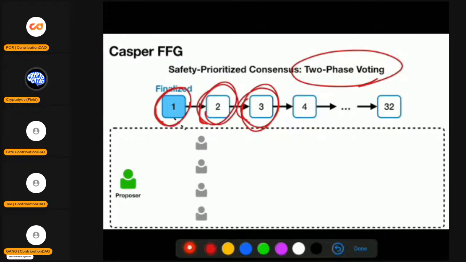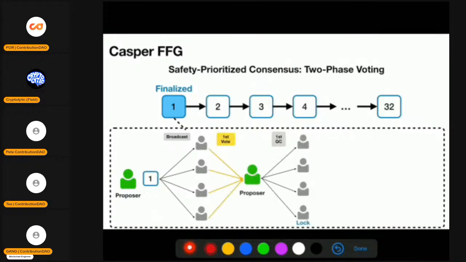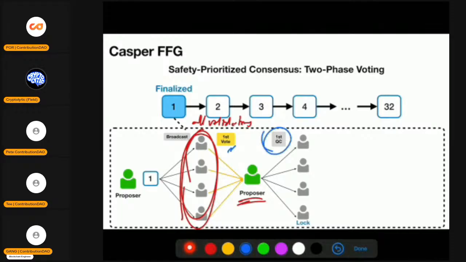So what is going to happen is that there is a proposer here, and the proposer creates a block and then broadcasts the block to all of the validators here. All of the validators will make a vote, will cast a vote to the proposer, and then the proposer will aggregate the votes, build a quorum certificate, and send it to all validators.